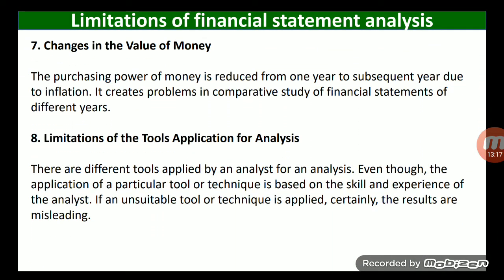The next limitation is changes in the value of money. The purchasing power of money is reduced from one year to the subsequent year due to inflation, and it creates problems in comparative study of financial statements of different years. So if we want to compare the financial statements of different time periods, then the value of money matters, because of the changing scenario: inflation, deflation and business cycles continuously happen in the economy, and this creates problems in comparative study of financial statements of different time periods.